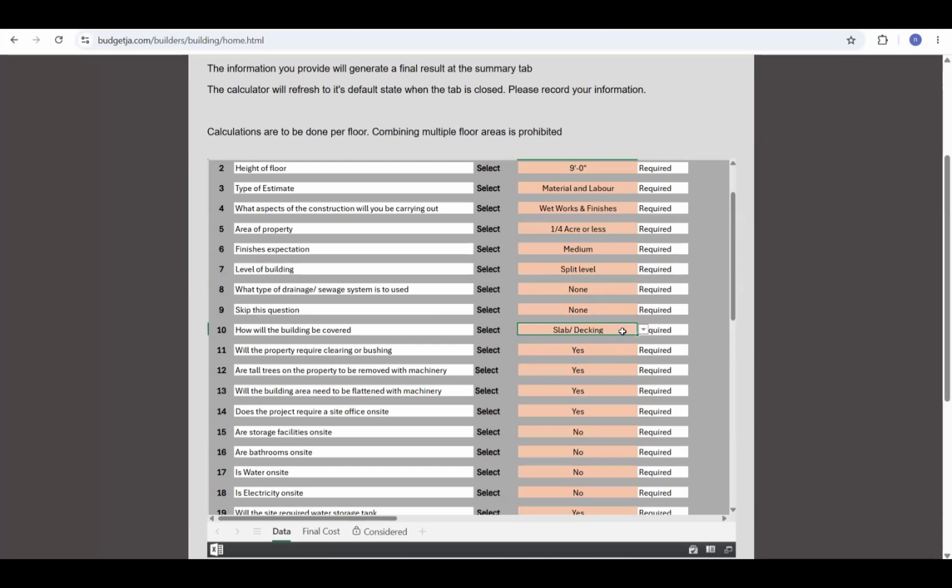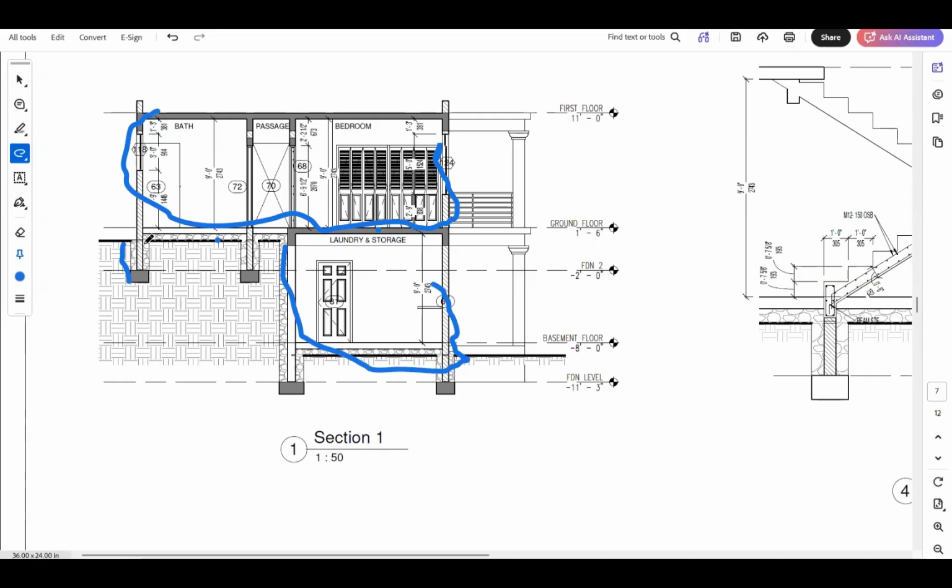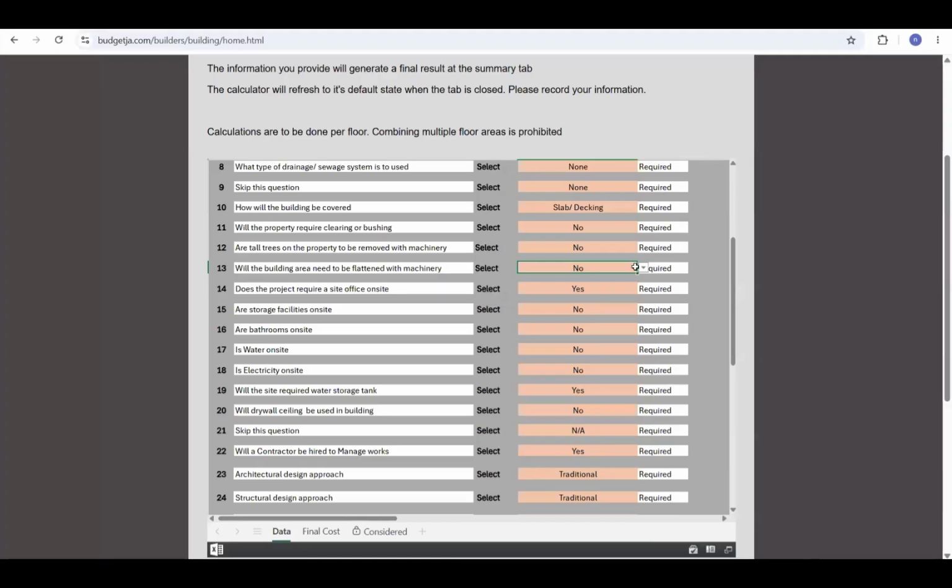And we are going to edit question 11 because these are preliminary stuff that would have been done with the basement floor. So it's asking, will the property require bushing? It would not anymore because we would have done bushing for the basement floor and the surroundings already. Question 12 would also be no. And question 13 would also be no. Now, depending on if there's a hill immediately on this level, you can make a provision for the excavation, but in this case, we are not seeing that. So all of those are no.